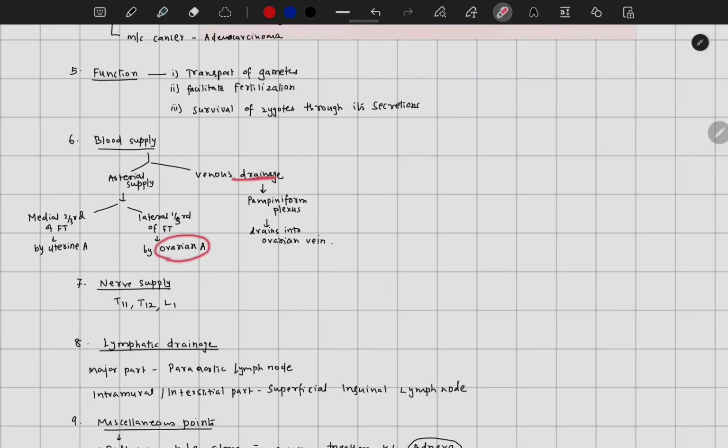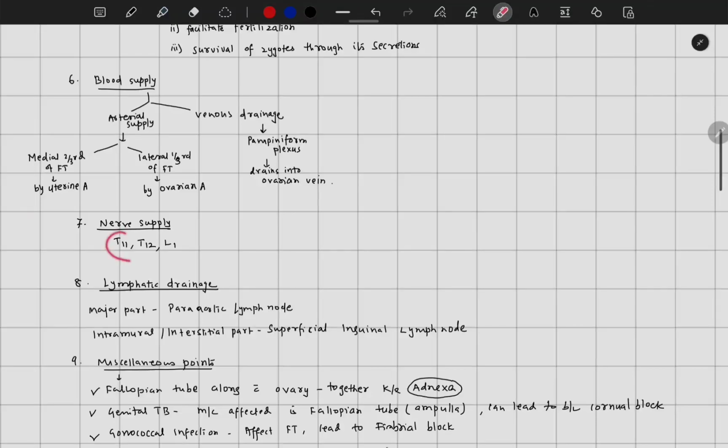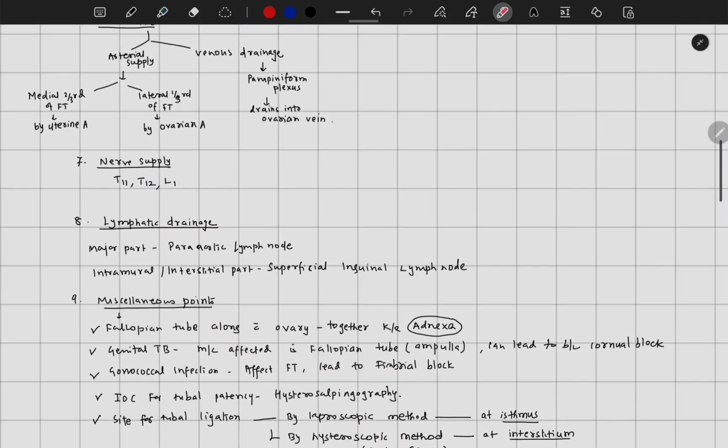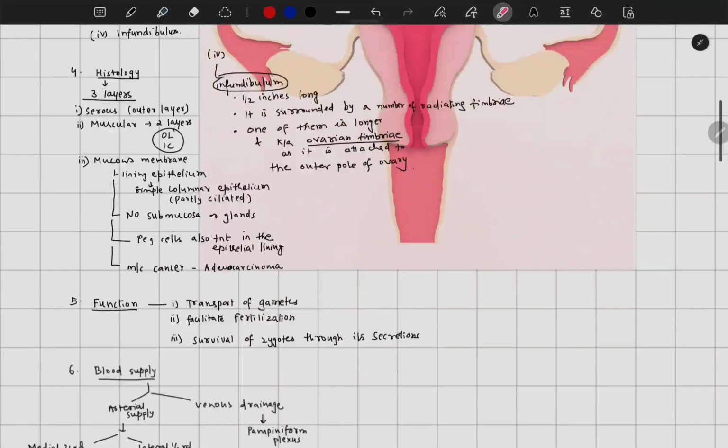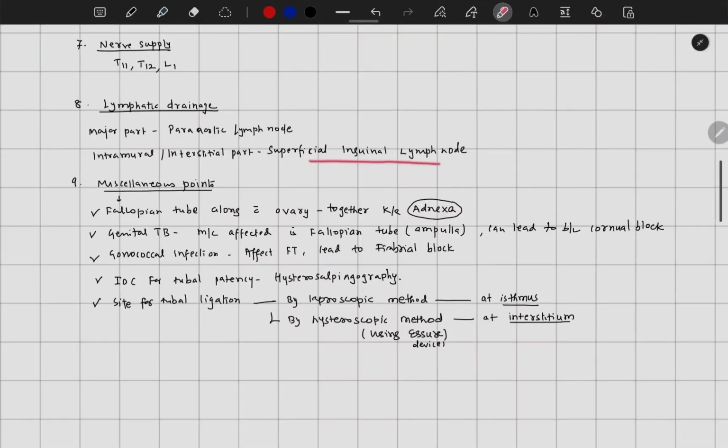The venous drainage is through the pampiniform plexus. It drains into the ovarian vein, and the nerve supply is through T11, T12 and L1. For the lymphatic drainage, the major part drains into the para-aortic lymph nodes, and the intramural or interstitial part, the medialmost part, drains into the superficial inguinal lymph nodes.